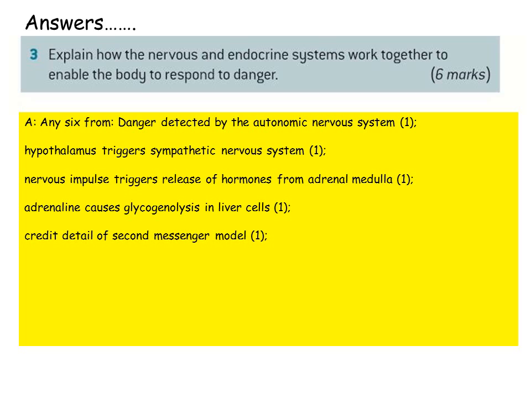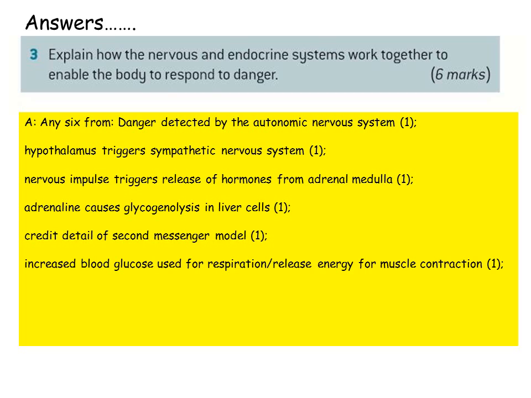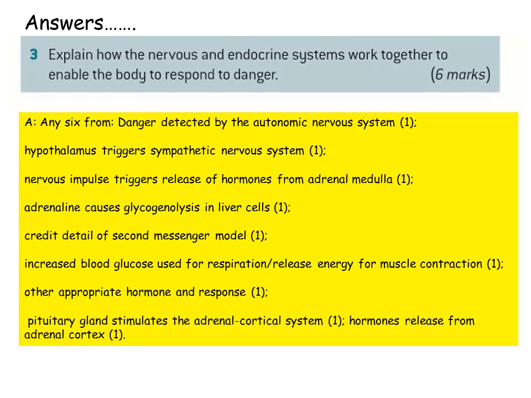And we can also refer to the second messenger model here. We've got the increased blood glucose used for respiration, increasing the energy for muscle contraction. Other appropriate hormone responses. And the pituitary gland stimulates the adrenal cortical system, and hormones are released from the adrenal cortex.